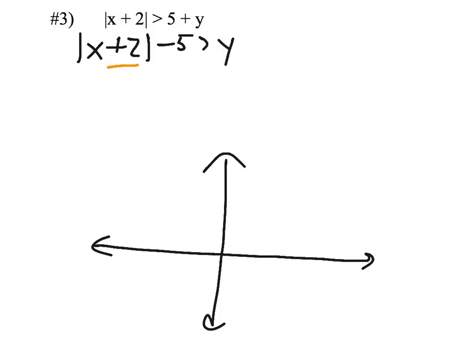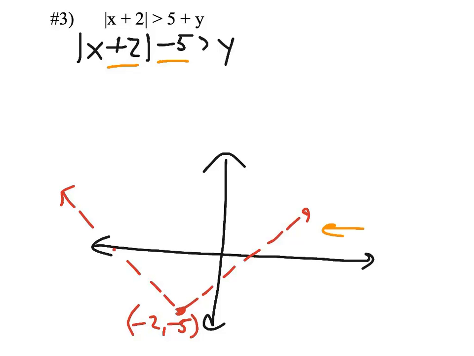This plus 2 moves it to the left, and this minus 5 moves it down. So we go left 2 and down 5, maybe at this location. And then it is the absolute value function. This right side here has a slope of 1, and the left side has a slope of -1. It says y is less than, so it's shaded below.